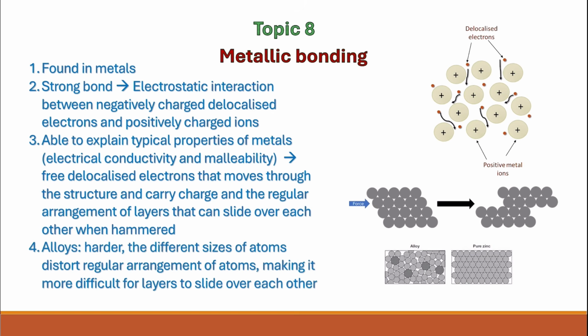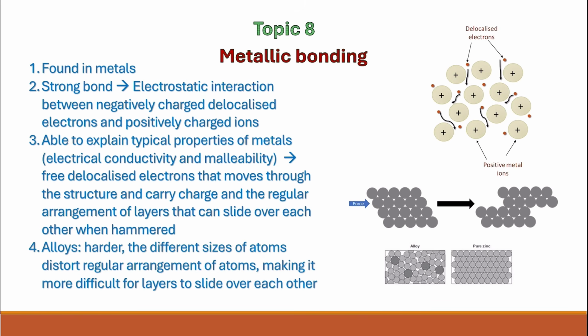Alloys are harder, and they tend to ask you why alloys are harder. So alloys are made up of a metal mixed with another element. The other element could be a metal or non-metal. The other element is going to have a different size of atoms. So the alloys are harder. They tend to ask you why they are harder: because of the different sizes of the atoms.